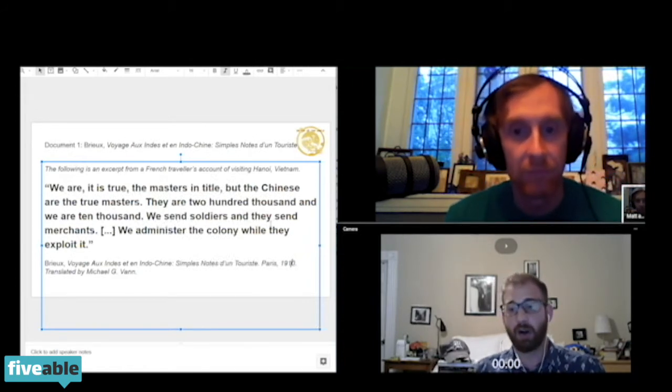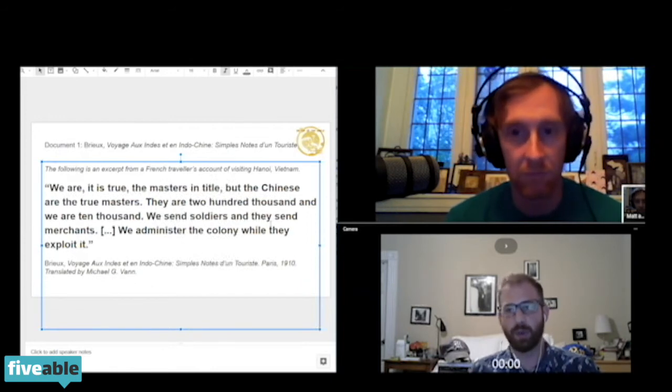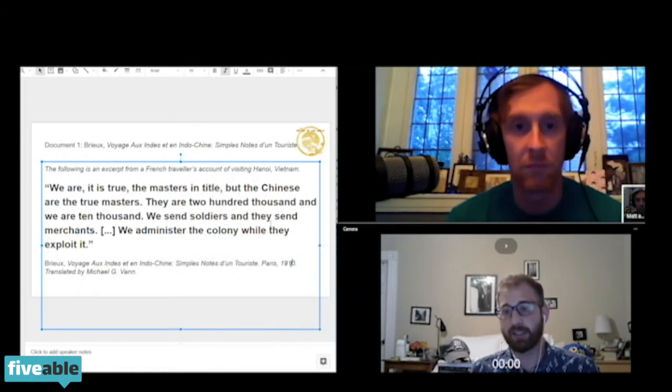Now, this is all, if you're looking at your AP World History course guide, key concept 5.3 or 5.2, European imperialism. The other key concept that applies here is, I think, key concept 5.4 about the migrations during the long 19th century.